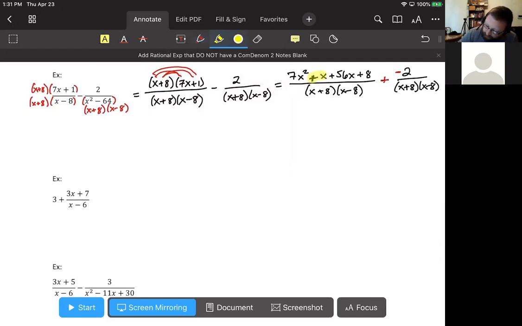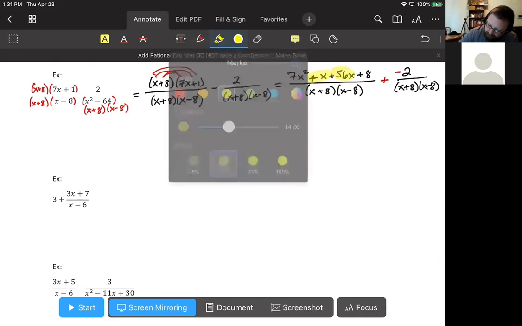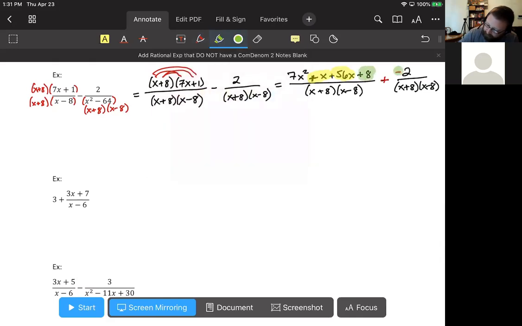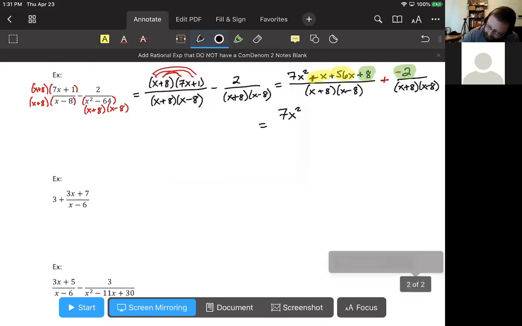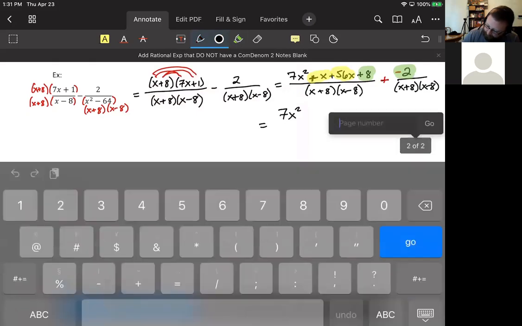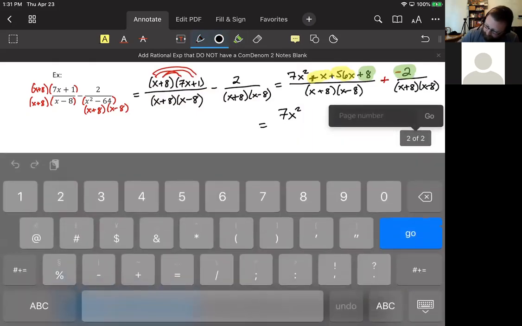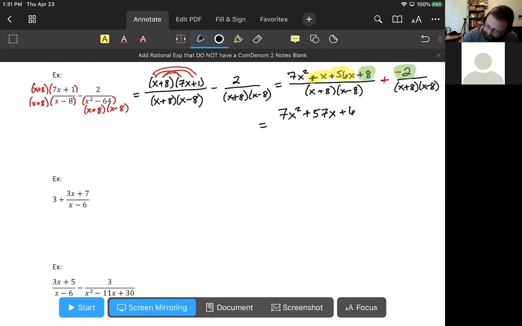We're going to go in and add our like terms. So we've got some x's and we've got some numbers to add up. We're going to do that, which would give us 7x squared plus 57x plus 6 over x plus 8 times x minus 8.